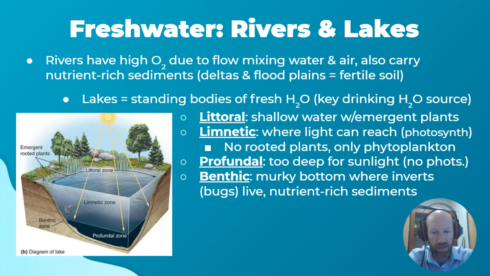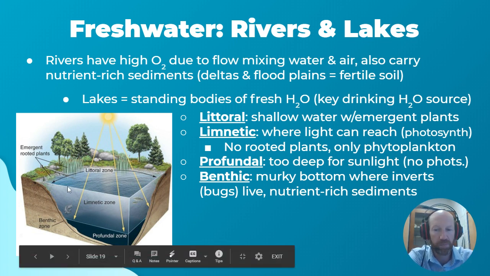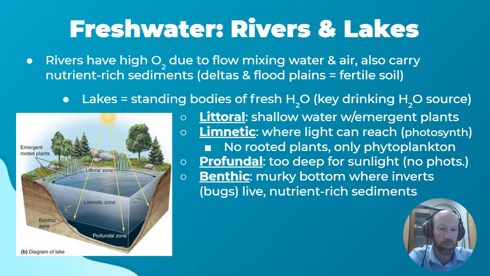Then you've got the limnetic zone, which is where light can still penetrate. There's no rooted plants. You've got phytoplankton, but it's too deep to actually reach down into the soil. Below that is the profundal zone, which is too deep for any sunlight. So there's no photosynthesis that can happen there. And then the benthic zone is the actual murky bottom, and you're only going to get invertebrate life down there, bugs and things, and that is a very nutrient-rich layer of the biome.